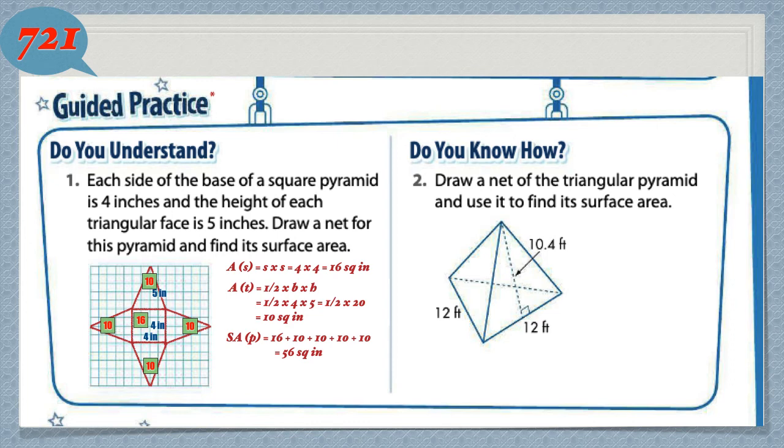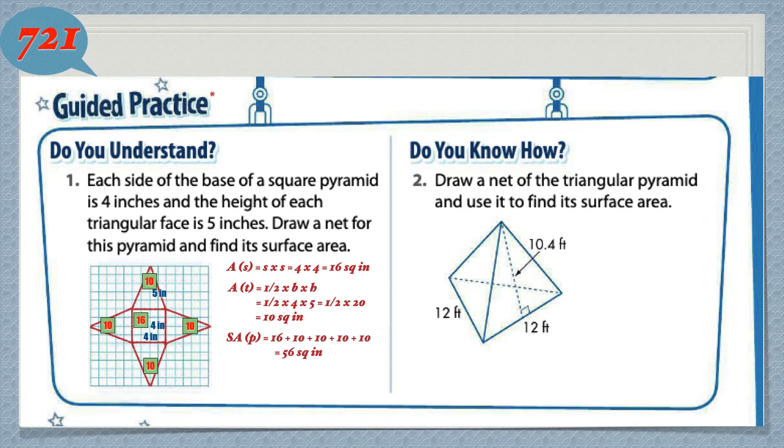Draw a net of the triangular pyramid and use it to find its area. Okay, this is a triangular pyramid since its base is a triangle. And as you can see, the sides of these triangles are all equal, meaning these triangles are equilateral, meaning to say the length of the sides are all 12.